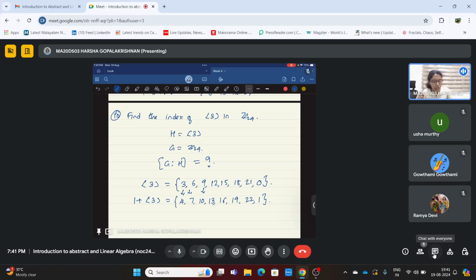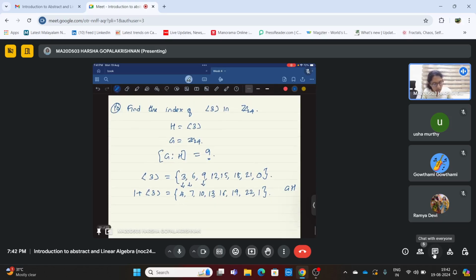This is what we usually denote by aH. Now 0 and 1 are already in these two sets: 0 in the first one and 1 in the second set. This is not a group, this is just a set. Now what can we write? 2 plus <3>. 2 plus <3> means we are adding 2 to the first group <3>. So what we get: 5, 8, 11, 14, 17, 20, 23 and 2.